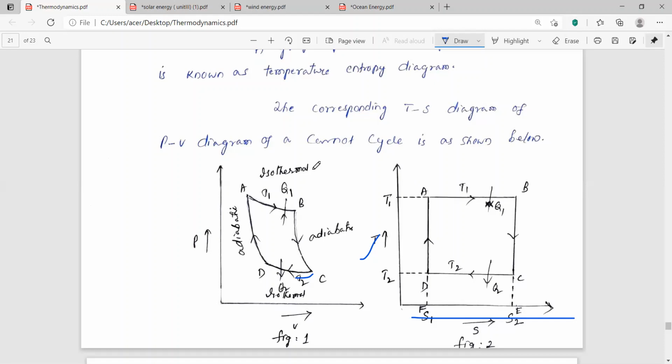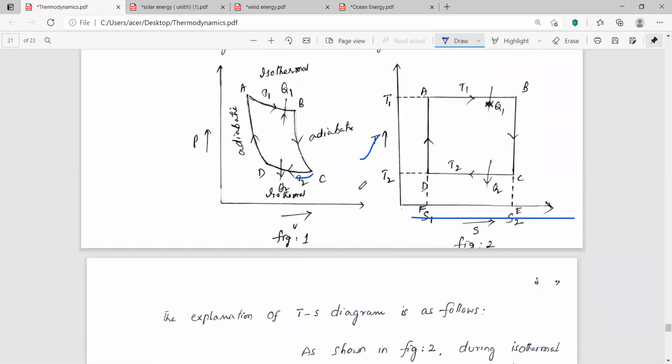If you show the PV diagram of the Carnot cycle in terms of the TS diagram, you can find out easily the total work done by using this TS diagram. That is the beauty of this diagram, the TS diagram.